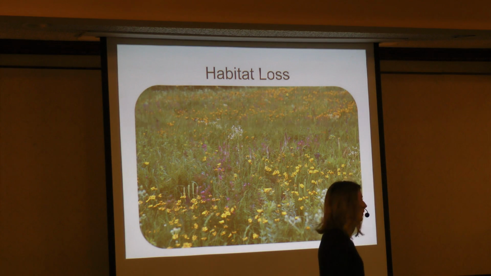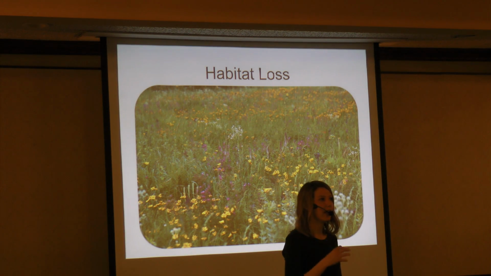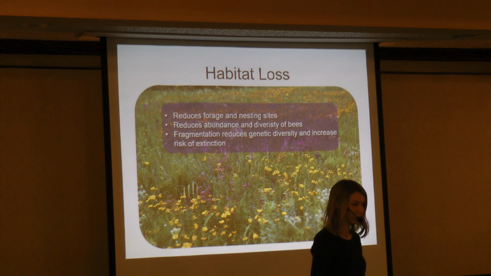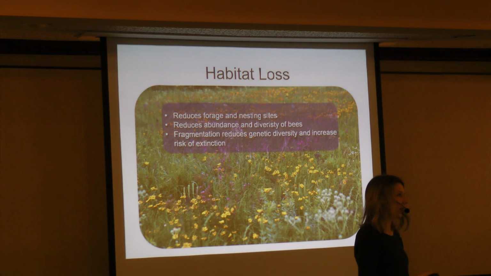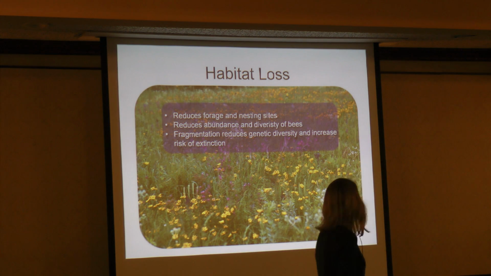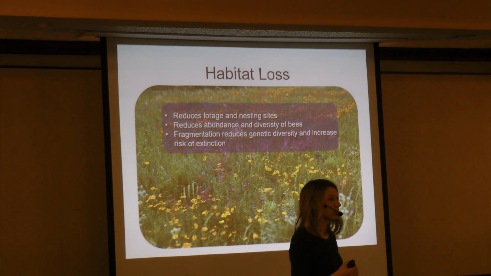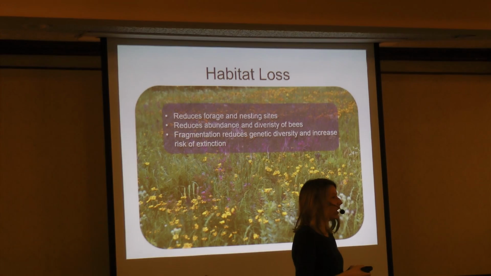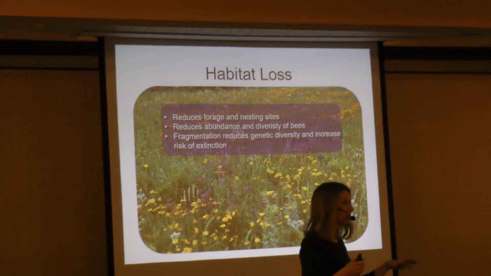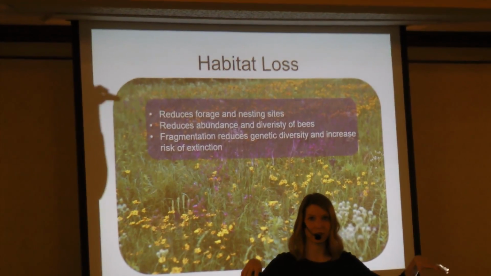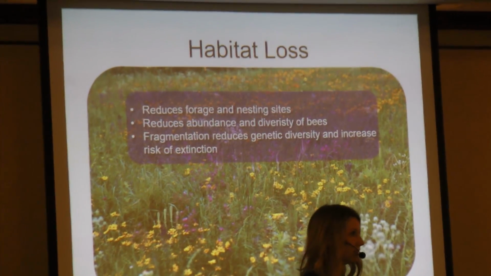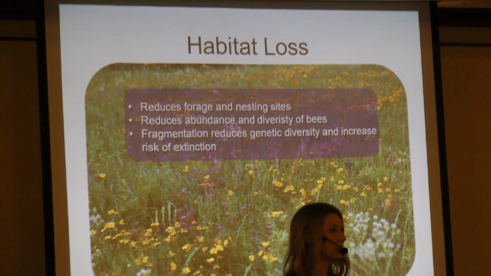Habitat loss. I spoke a little bit about this at the beginning, seeing how agricultural land in England has led to some bee extinctions, but we're also seeing other effects of habitat loss that are more subtle. Habitat loss obviously reduces forage and nesting sites for bees, and in return, this can reduce the abundance, so the overall number of bees in a system, and the diversity of bees. Also, if you have habitats that are fragmented, so lots of different separated patches that aren't connected, we see reduced genetic diversity, and this can lead to an increased risk of extinction.